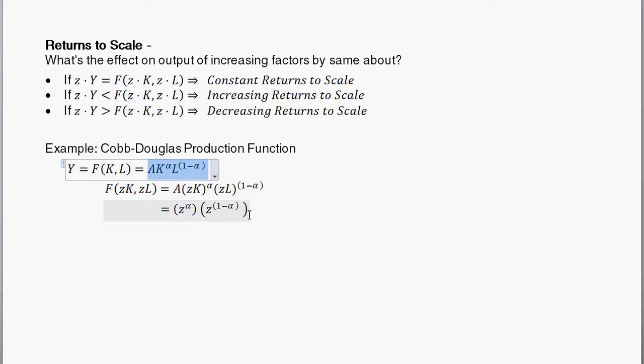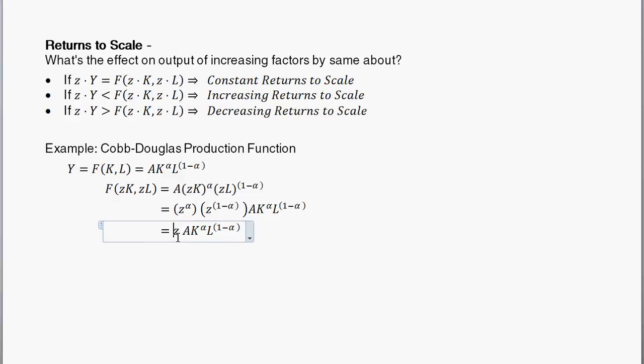And then what remains is exactly what there was before. All I've done in this step is pull out the z before K and the z before L. We get this, and then we have our old level of production. So what's z raised to the alpha times z raised to the 1 minus alpha? Well, we just have to sum up those exponents. So you get alpha plus 1 minus alpha. And what's alpha plus 1 minus alpha? That's just z raised to the 1. And what's z raised to the 1? That's just z.